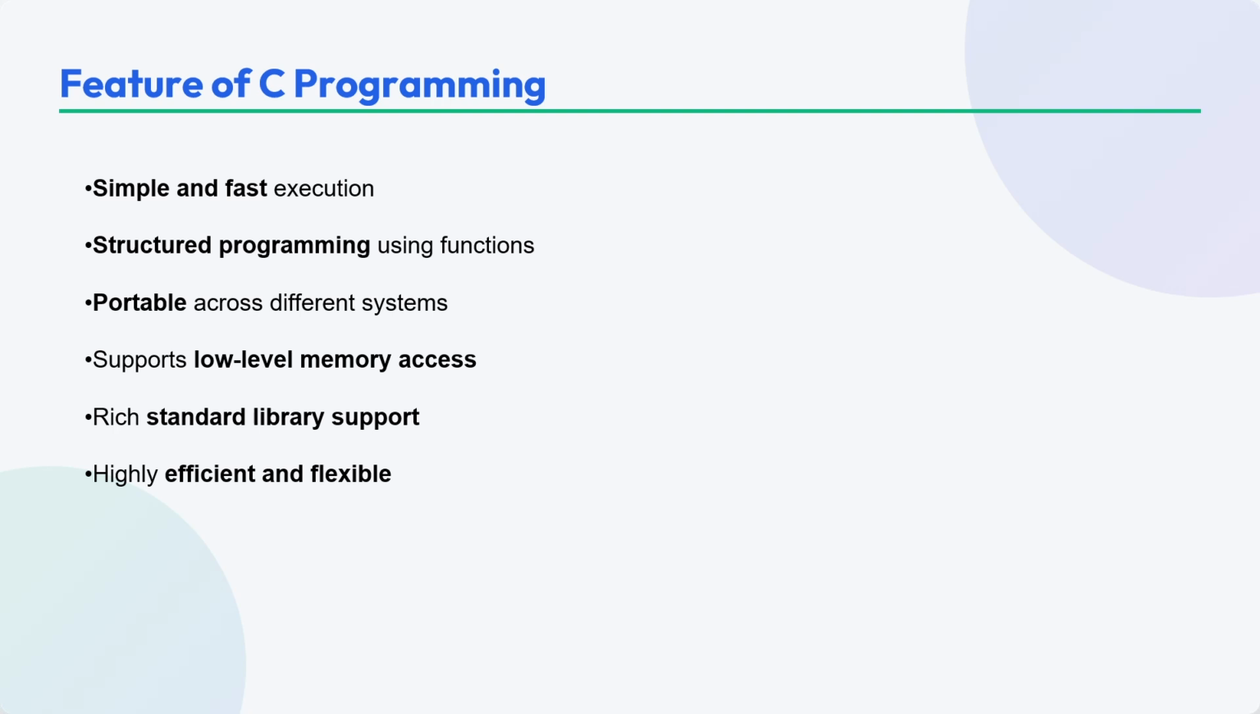Next point is, as I have discussed, rich standard library support. C language has a vast amount of library support. Examples like stdio.h, math.h, string.h, etc. for different types of purposes. And the last point is highly effective and flexible. It is a very efficient and flexible language.